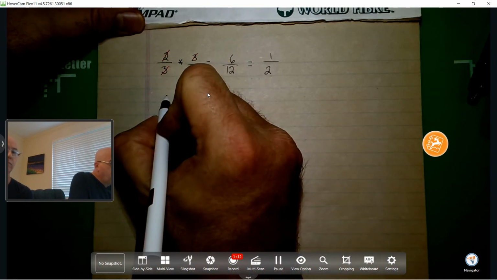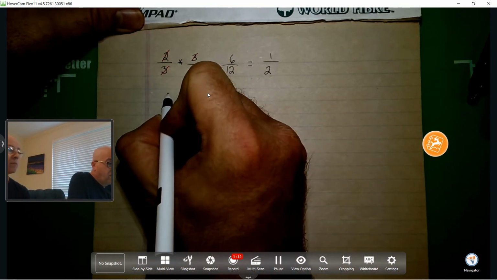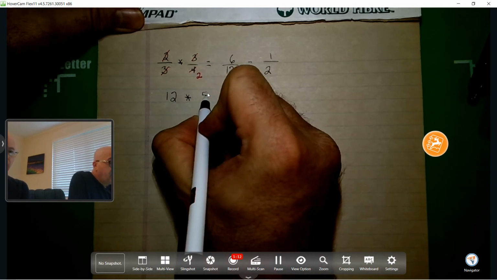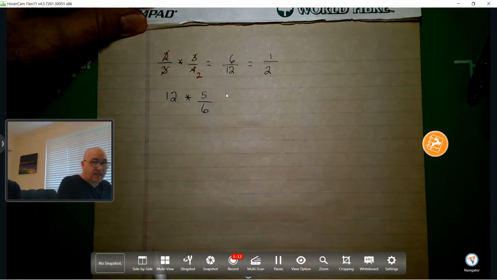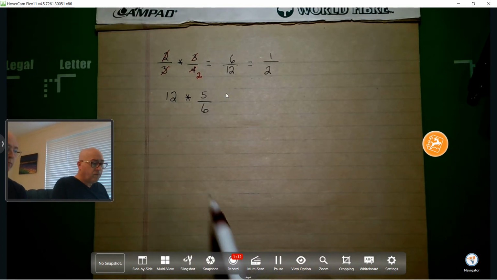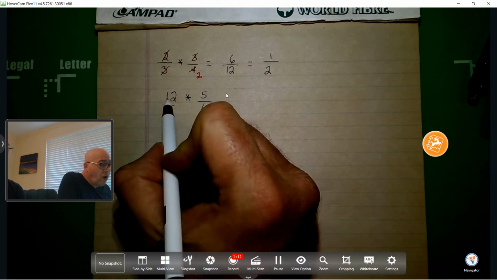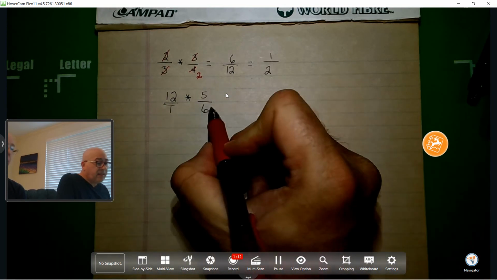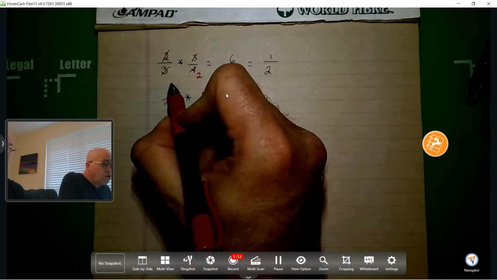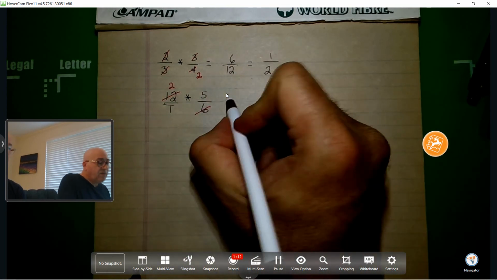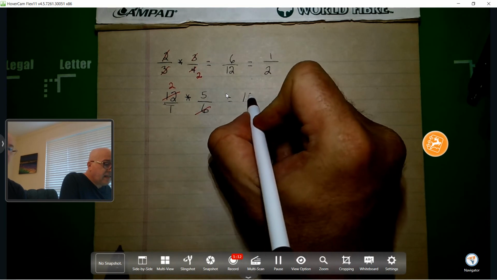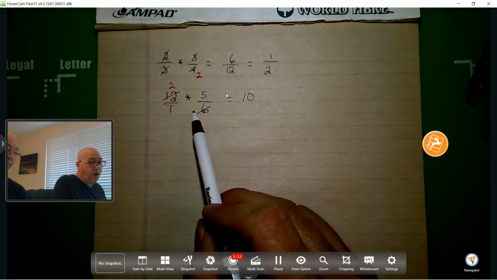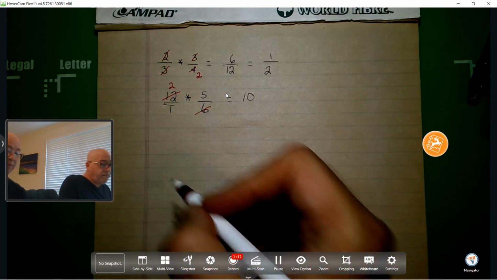Suppose we had an integer times a fraction, something like the number 12 times 5/6. Well, you could always think of this as 12 over 1, and can I do some cross-canceling there? Yeah, 6 goes into 12 2 times, and 2 times 5 is 10. What happened to the denominator? Well, there's just a 1 on the bottom, so the denominator is 1.